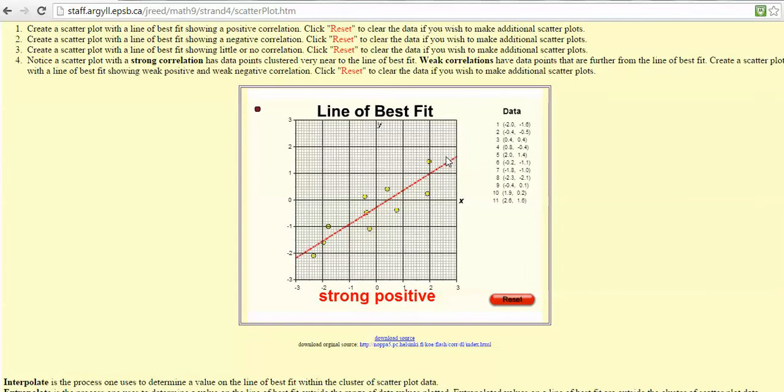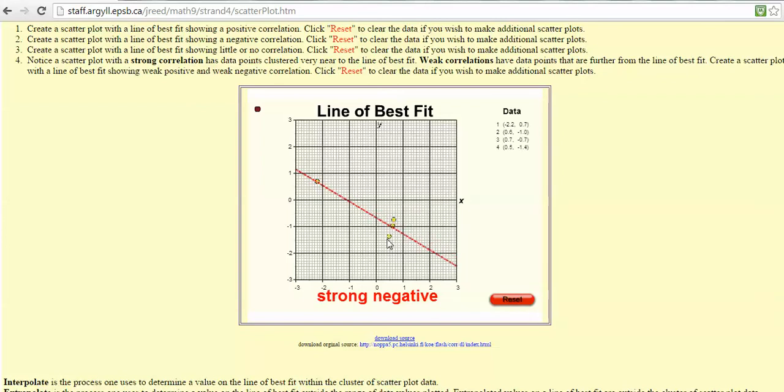This is a fairly strong positive, but when we add in dots further away, it becomes a weaker positive, and then it becomes no correlation when it becomes a blob or a rectangle. When the line becomes completely flat, it's no correlation. This line is just summarizing the correlation.